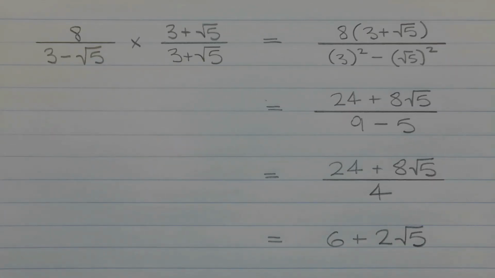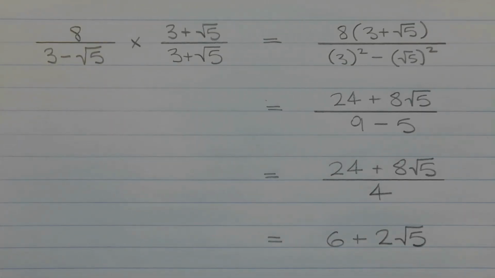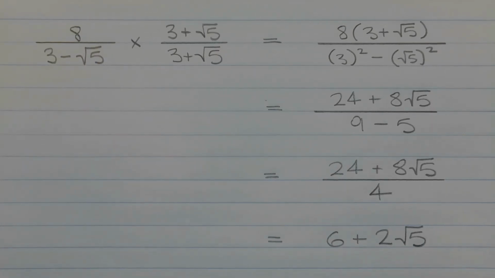And the reason why we do that is we take advantage of difference of two squares expansion. In other words, an expansion that results in a difference of two squares. We have an a minus b times a plus b case. And when we expand a minus b times a plus b, we get a squared minus b squared, which eliminates the term involving the surd in the denominator.